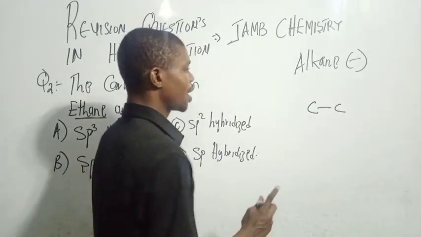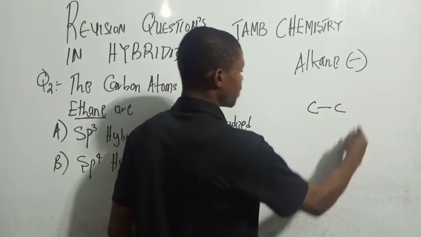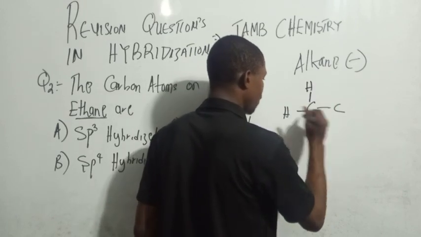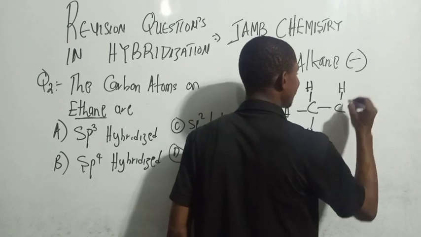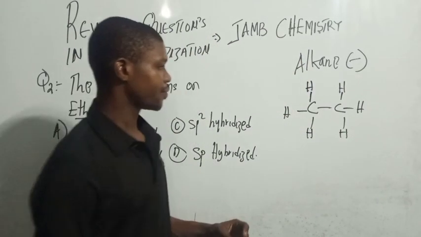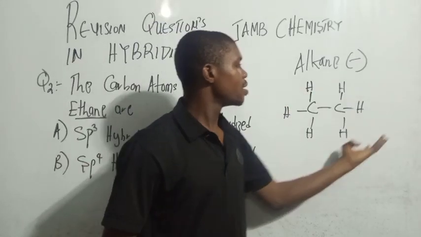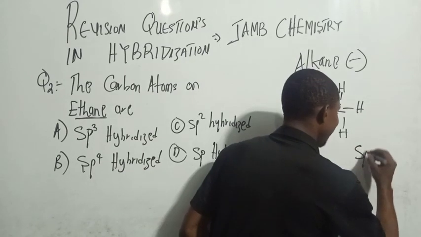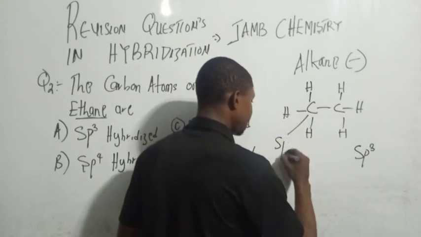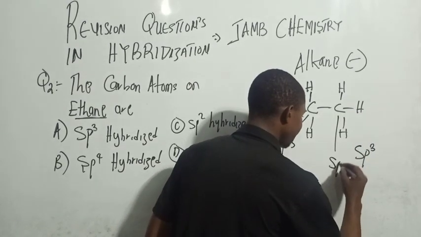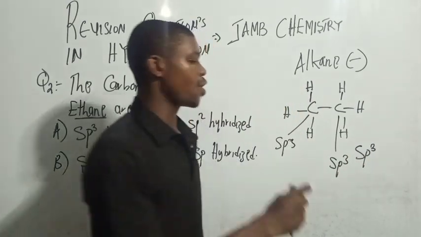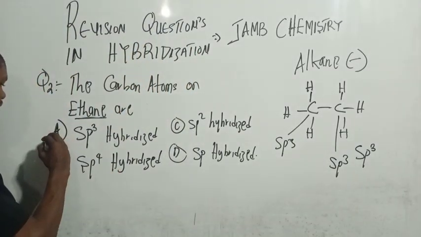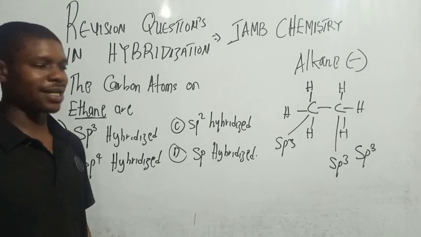Hope you understand. So each carbon atom here must have four bonds. So three hydrogens will be attached here, making it four, right? And three hydrogens will be attached here, making it four. So because they are all single bonds, remember all single bonds are sp3. So this one is sp3, this guy is sp3. So this compound contains only sp3 hybrid carbon. So the answer is A. Do you get that? So that is the answer.